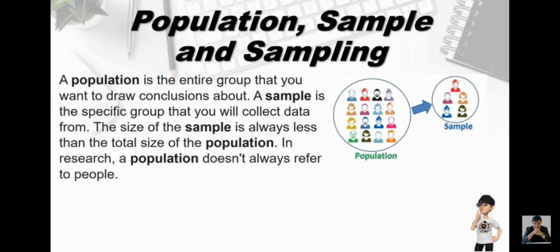So, our topic is population, sample, and sampling. A population is the entire group that you want to draw a conclusion about. A sample is the specific group that you will collect data from. The size of the sample is always less than the total size of the population. In research, a population does not always refer to people.